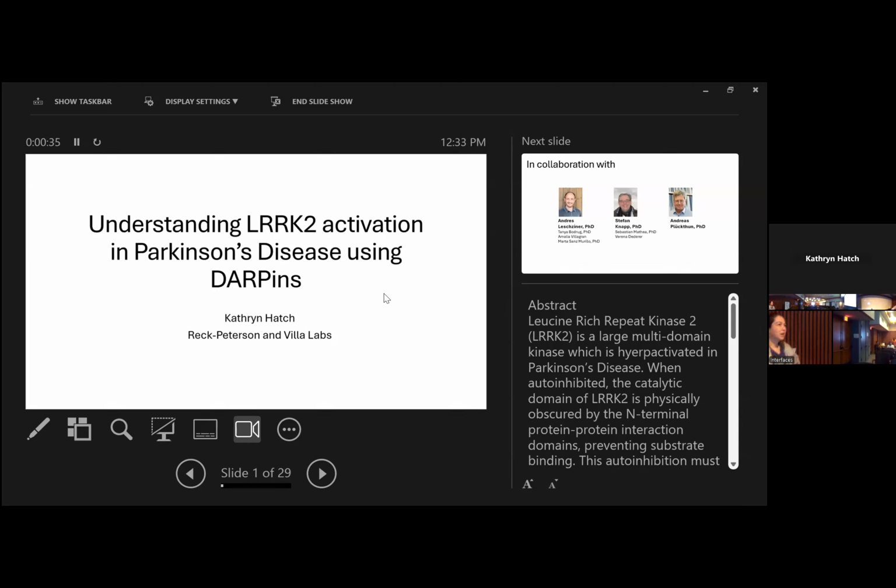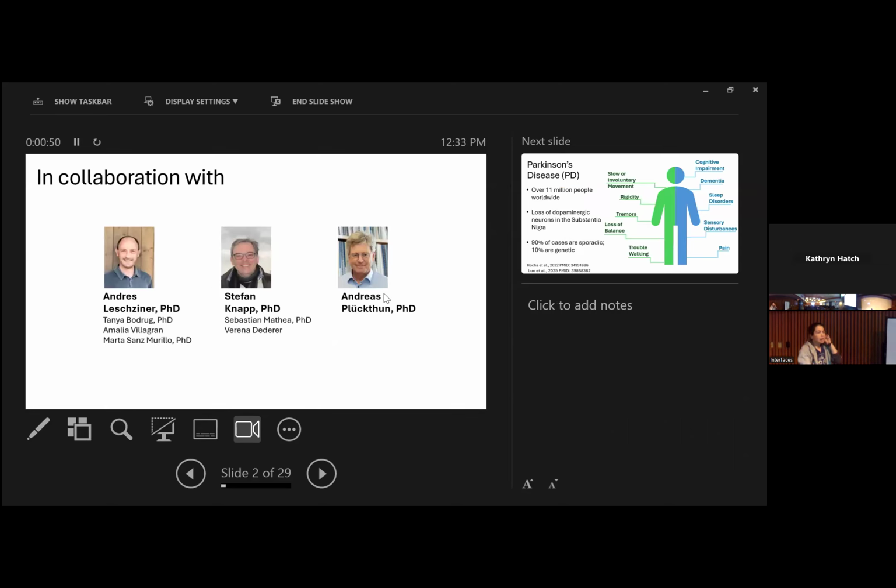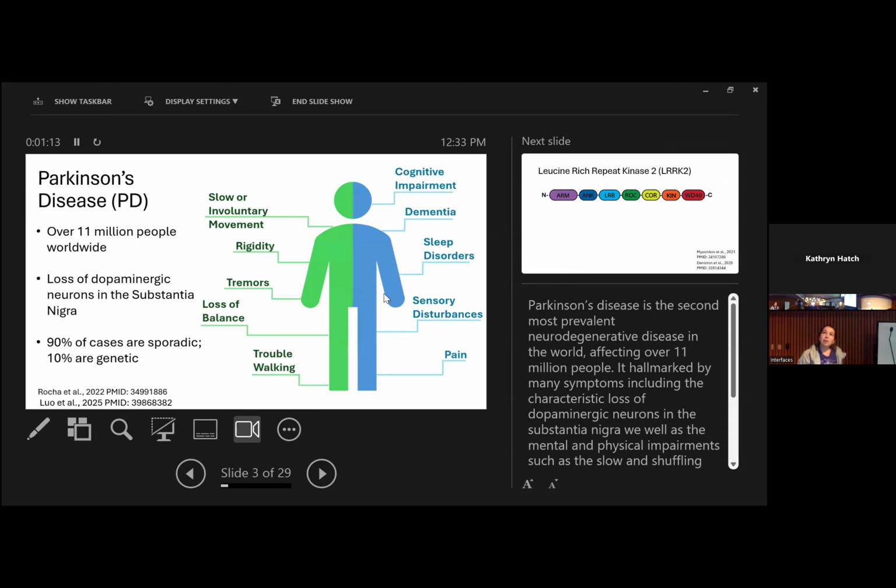And my project the past couple years has been working on understanding how this protein LRRK2 is activated and becomes hyperactive in Parkinson's disease using this new tool called DARPins. Before I really get into that, I just want to highlight that this has been a really big collaborative project and highlight some other names. Andreas Lechsteiner here at UCSD, Stefan Knapp, and Andreas Pluckthun, who have been really instrumental also in allowing this project to happen and giving me a lot of support. And I'll make sure I credit people where due.